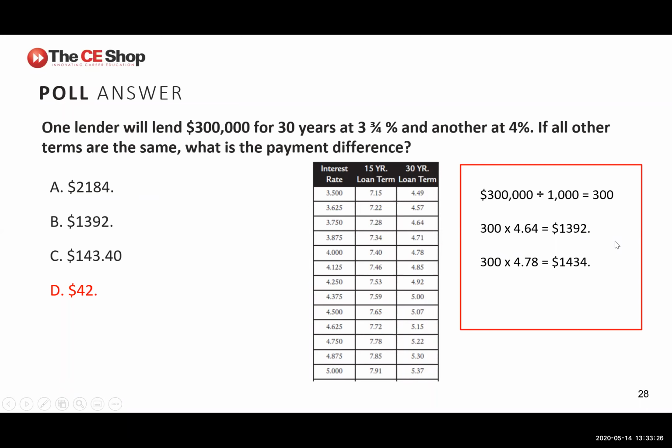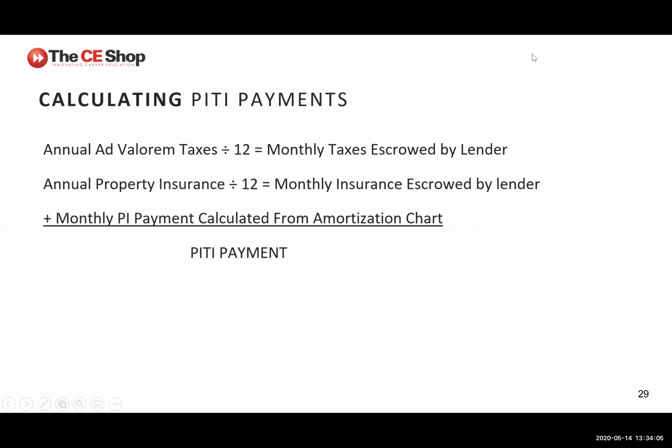Do it one more time, and for the one at 4%, you're using a 4.78. That's going to be $1,434. Subtract, and the difference is $42. Just for the sake of being in the borrower's shoes, on a 30-year loan, you're going to be paying $42 more for 360 payments. That's going to add up to a bunch. So obviously you want to get that 3.75%. Next: calculating principal, interest, tax, and insurance payments.